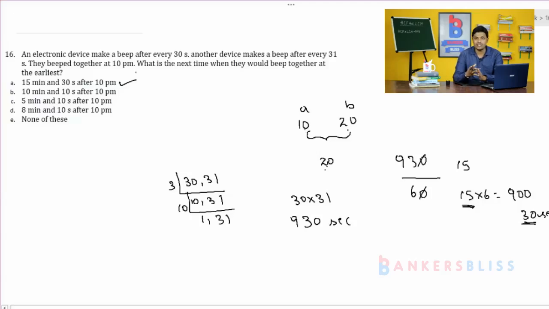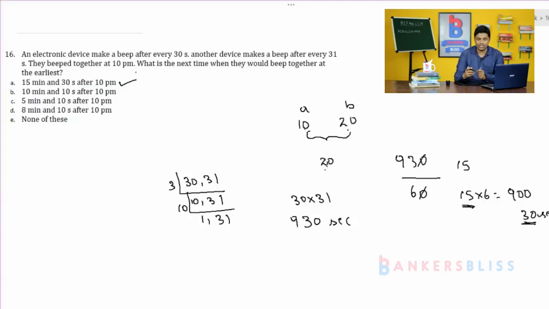So 930 seconds. After 930 seconds it is beeping again, but you want to check in minutes. So 930 if you divide it by 60, because 1 minute has 60 seconds, you are going to get 15 minutes. Still you are going to get some seconds as the remainder. So 15 into 6, 90, so 900 seconds. Still 30 seconds are remaining. So after 15 minutes and 30 seconds it is going to beep again. Let us go to the next problem.